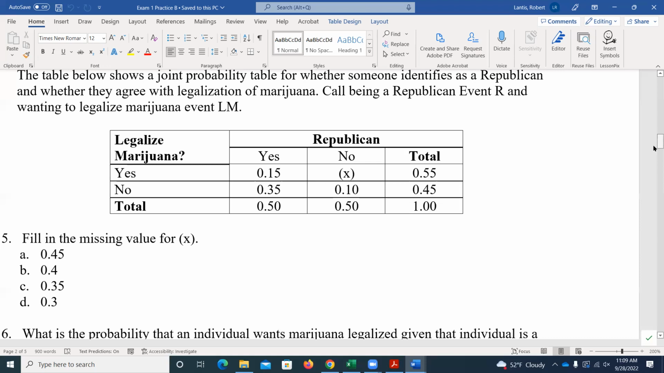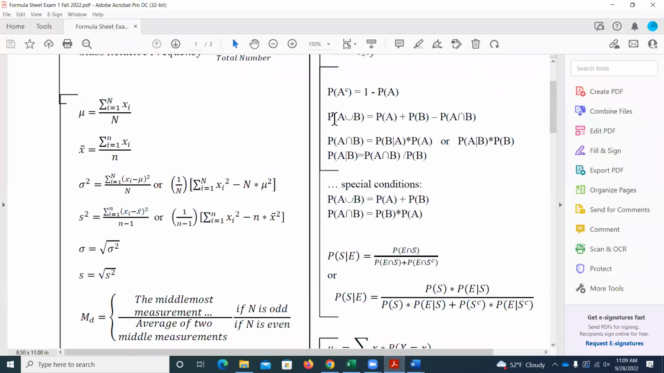Hopefully we can remember this. If not, we have a formula that if we want the union of two events, we can rewrite that as the probability of each event added up, and then subtract what we're double counting, the intersection. So if it helps, write this down on your scrap paper or in the exam. I don't care if you write it in the exam.